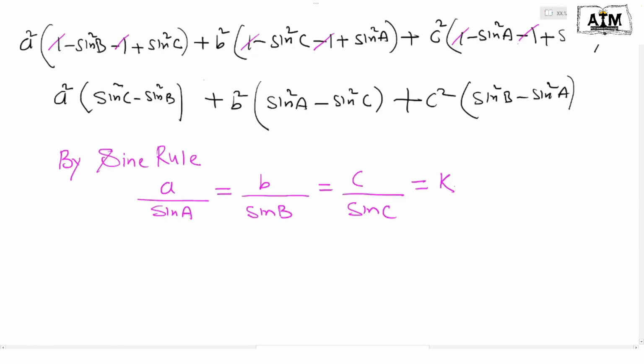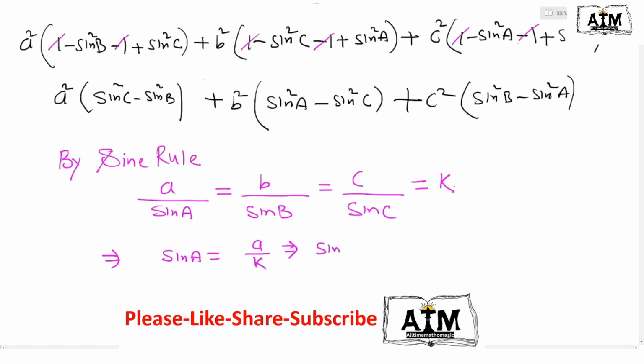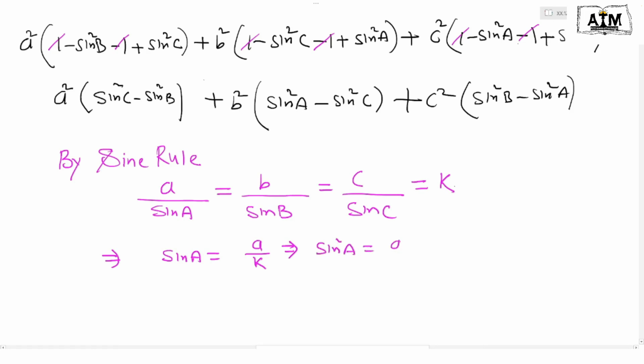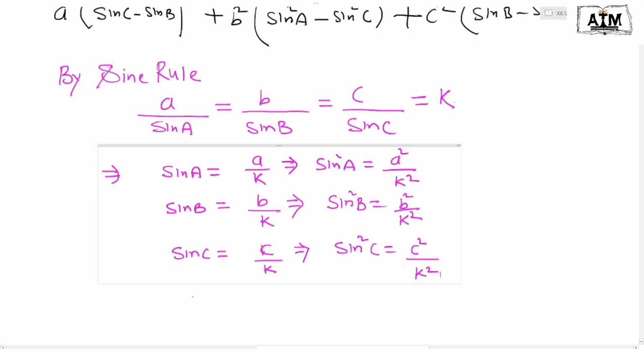By sine rule, a upon sin a equals b upon sin b equals c upon sin c equals k, which implies sin a equals a upon k, so sin square a equals a square divided by k square. Similarly, sin b equals b upon k, which implies sin square b equals b square upon k square. In a similar way, sin square c equals c square upon k square.